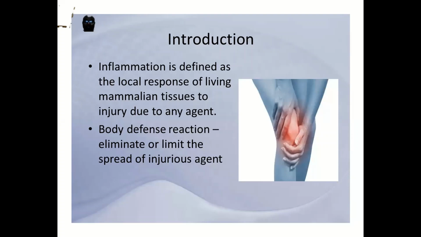Inflammation is a local response of mammalian tissues secondary to any agent or injury. It can be a bacterium, a virus, a physical injury, or even the body itself. How the body responds to that is what we call inflammation. It is a defense mechanism of the body that tries to eliminate or limit the injury, to contain the cause of injury to this tissue, and this is what is called inflammation.